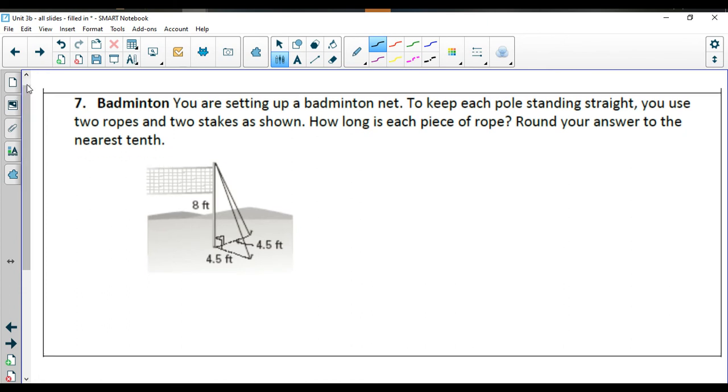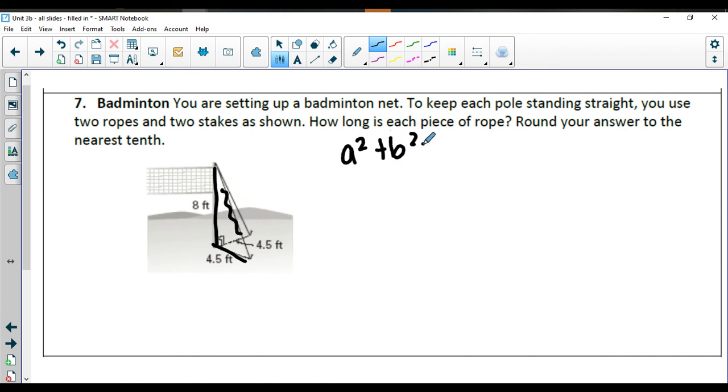And last question here, badminton. You're setting up a badminton net. To keep each pole standing straight, you use 2 ropes and 2 stakes as shown. How long is each piece of rope? Round to the nearest tenth. So here is our right angle. This is 8 feet tall, and this is 4.5 feet. We're looking for the hypotenuse.